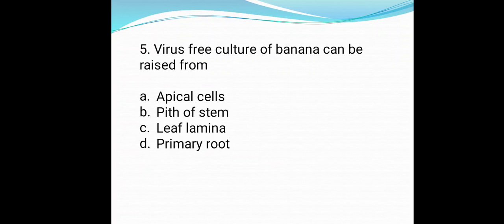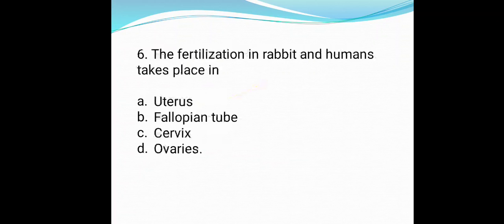So here the meristem culture produces virus-free clones. So this meristematic tissue can be seen in the apical cells. So the answer is the apical cells, option A. Let us see the next question.